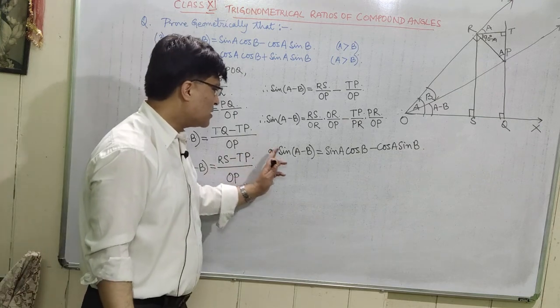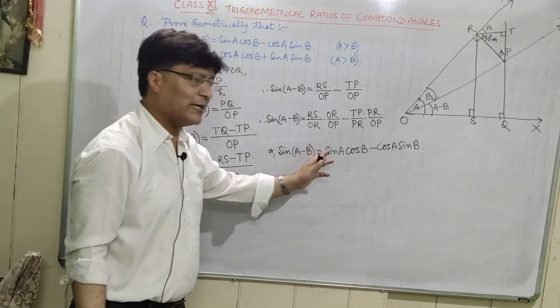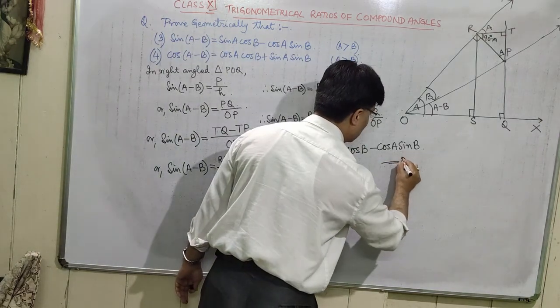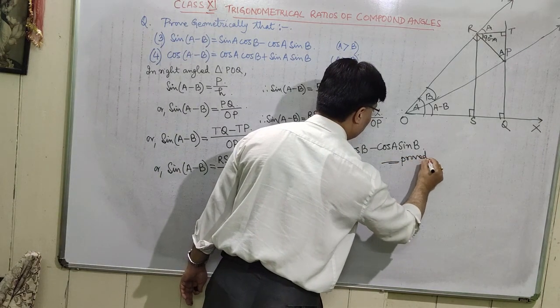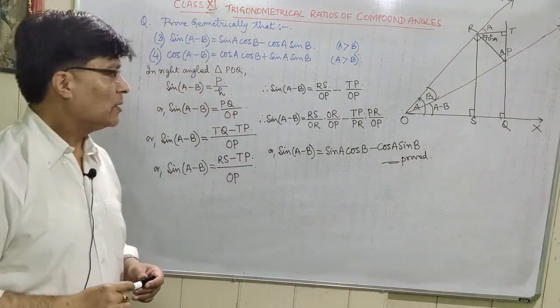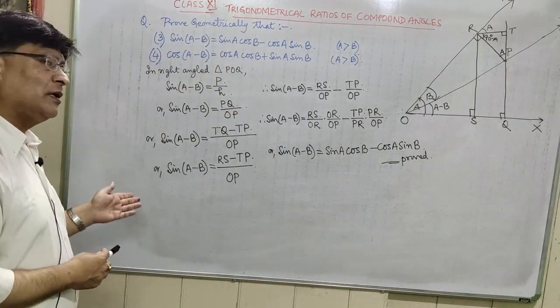Okay. So what is sine of A minus B? It is sine A cos B minus cos A sine B. So it is proved. So I think you have understood it. Okay. Now we can copy it.